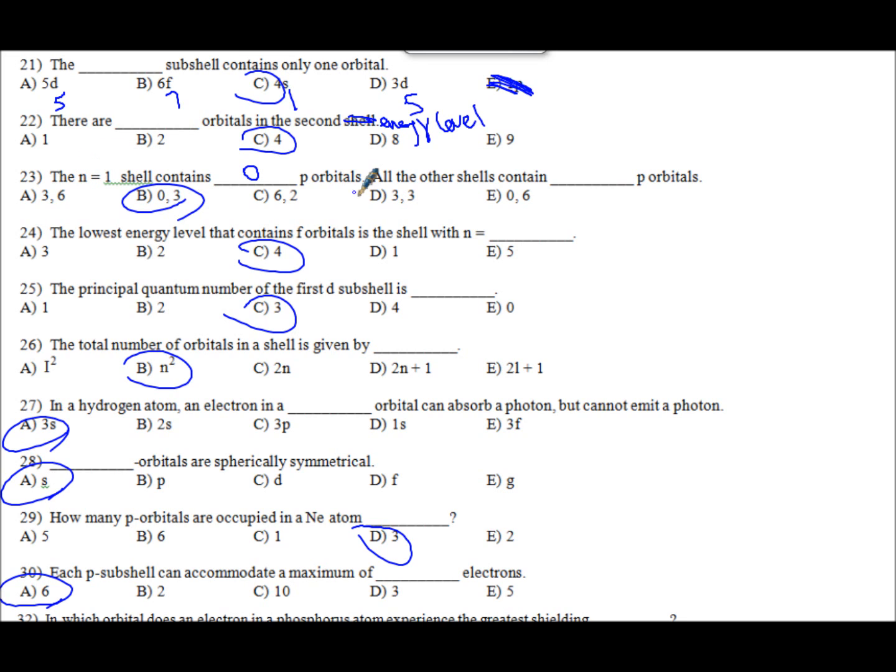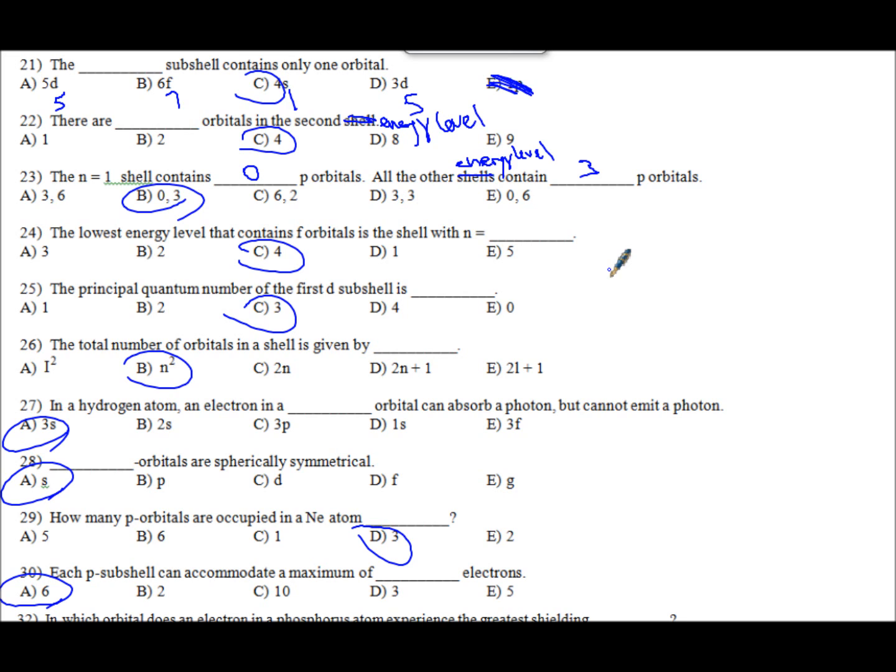In the second question, all the other energy levels contain 3 p orbitals. Not generally, they do. 24, the lowest energy level for F's is the 4th.